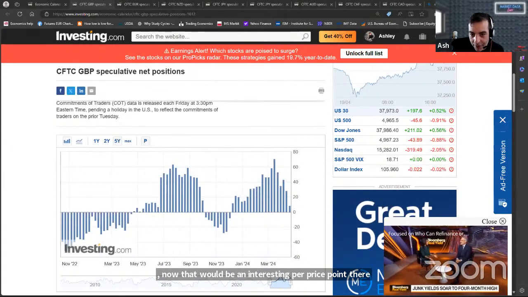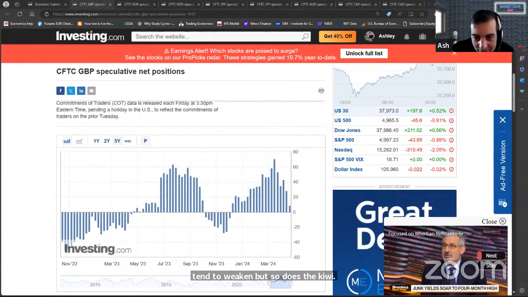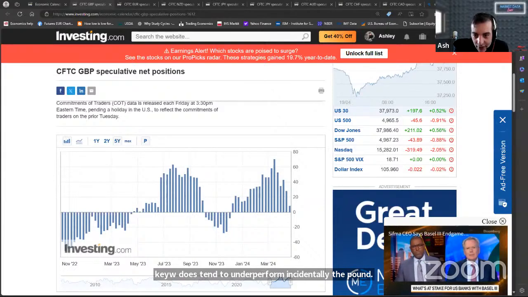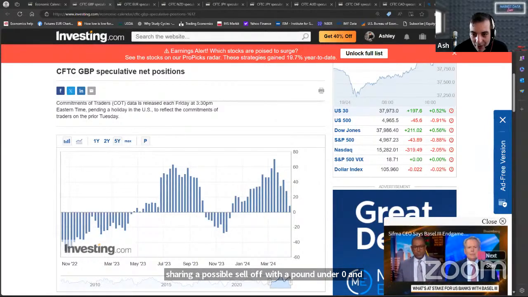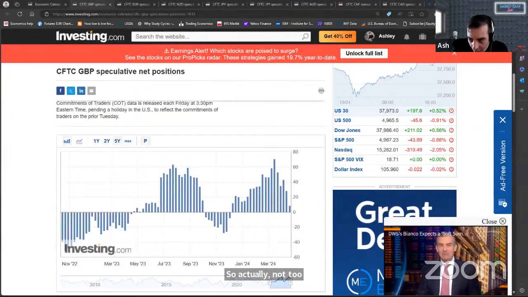After going into the month after that, the pound does tend to weaken, but so does the Kiwi. So the pound Kiwi seasonally is quite sticky. The Kiwi does tend to underperform, incidentally, the pound. So not the best combination. COT data is showing a possible sell-off with the pound under zero, and maybe a climb above zero with the Kiwi, with the New Zealand dollar. But the seasonal charts do not back that up. So actually, not too attractive right now.